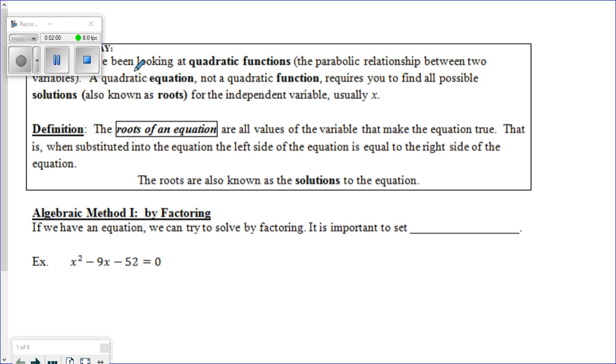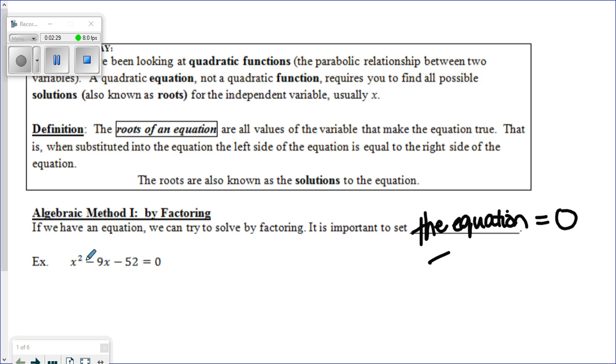So if we have an equation, we can try to solve by factoring. It is important to set the equation equal to 0. Sorry, this thing is a little finicky. That's important for factoring. We need to set it equal to 0 in order to solve.